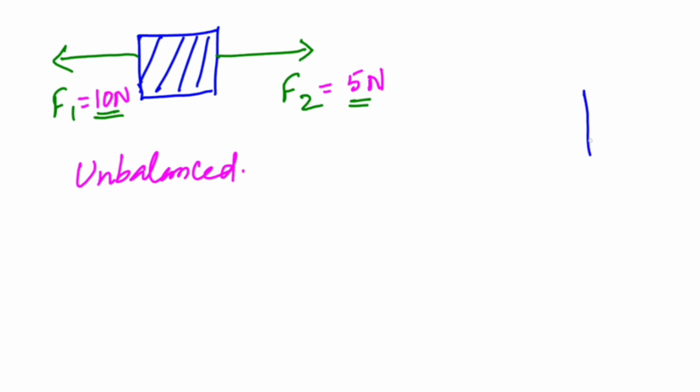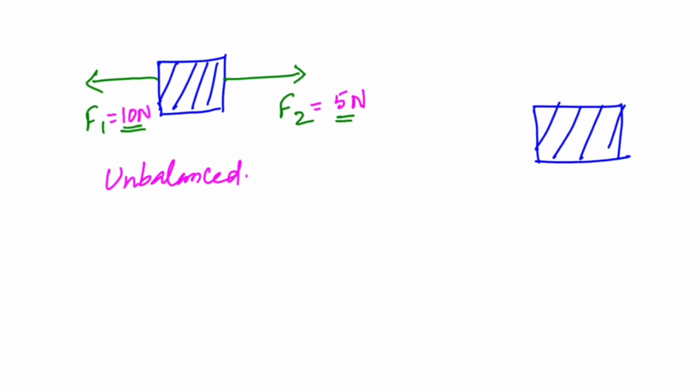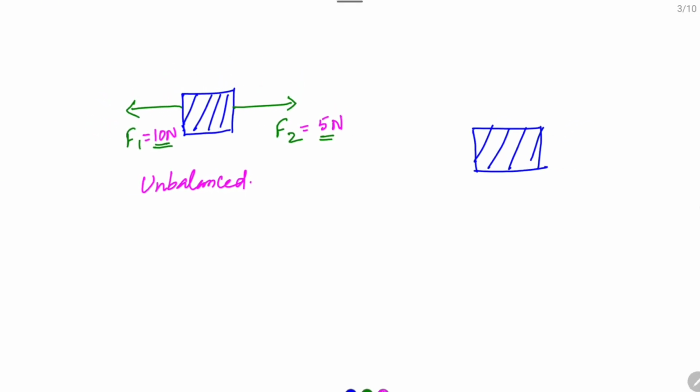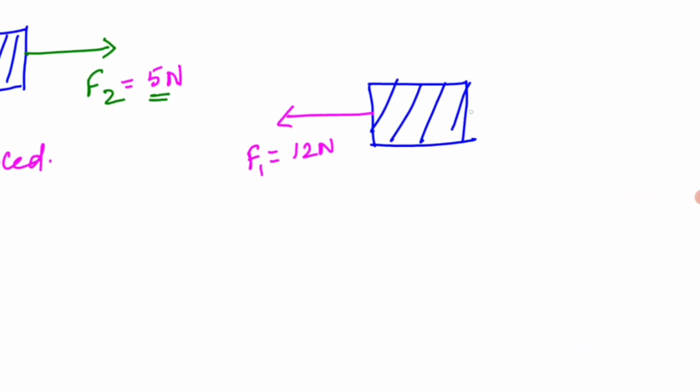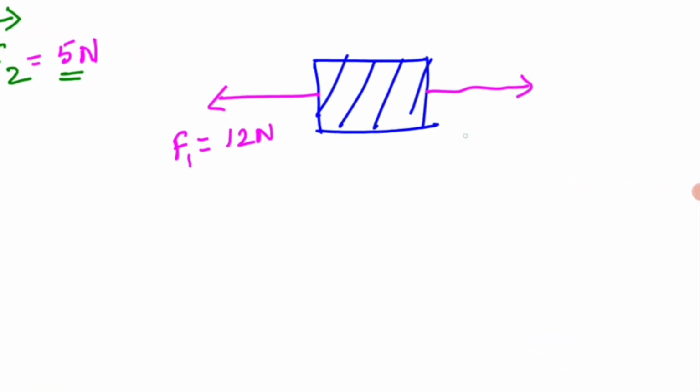Now let's see another example. So now this is an object. On this object, on this side, 12 Newton force is acting. Let me write this as F1, and on the other side F2, which is equal to 12 Newton. What do you say about this, my dear? Yes, very good. These are balanced forces.